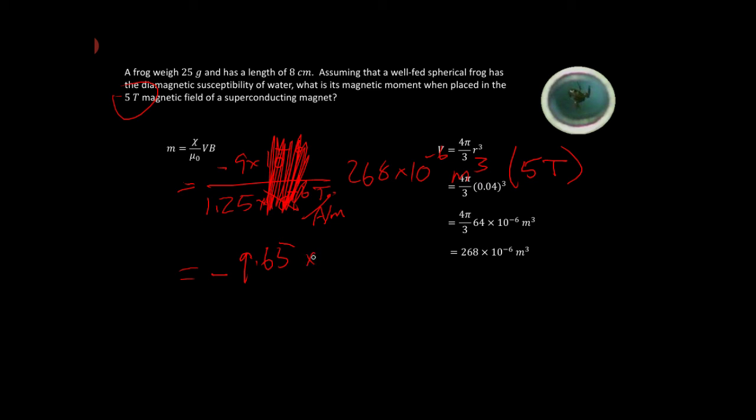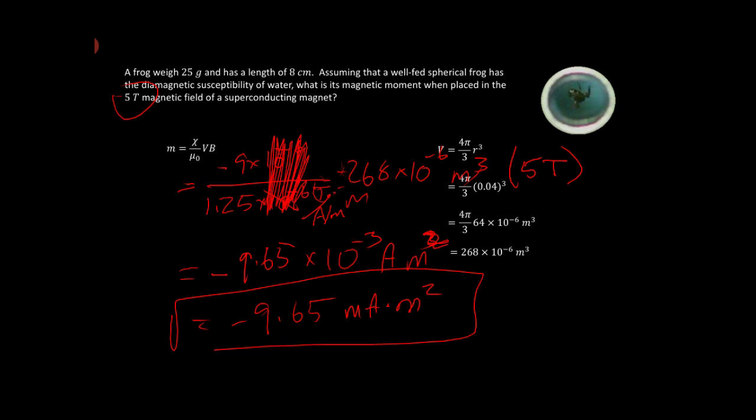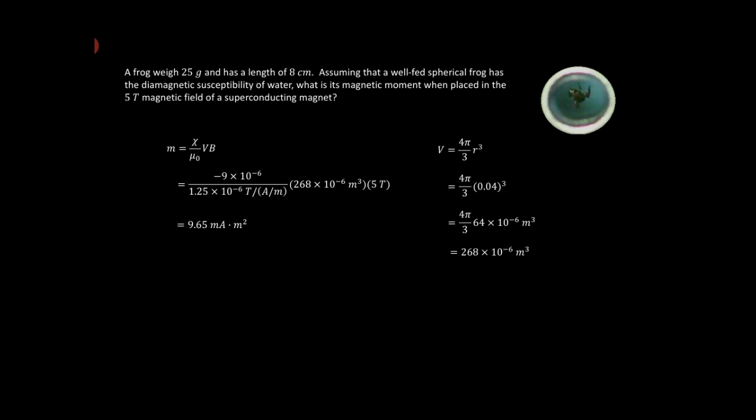times 10 to the minus 3 amps meters cubed. So that's minus 9.65 milliamps meters squared. I'm sorry. So this is a meter cubed. This goes up here. That's an amp per meter. Right? Teslas cancel. So we have meters squared. Amps times meters squared. Okay, so there we go. That is that example.